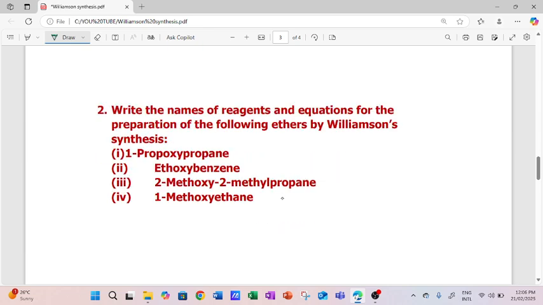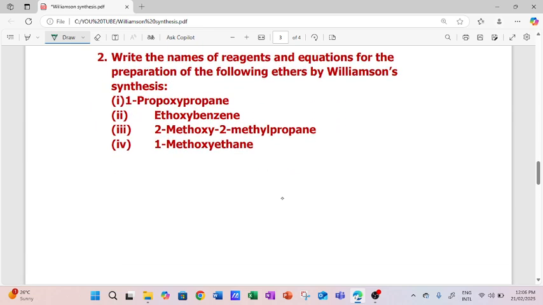Next, some products are given. Let's find the reactants. Let's start with a simple question like 1-propoxypropane. Propoxy means CH3CH2CH2. This is propyl, and that connected with the oxygen atom is propoxy. And then propane is CH2CH2CH3.